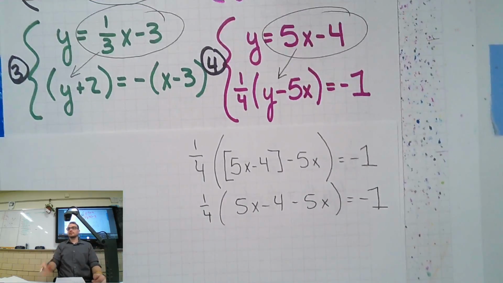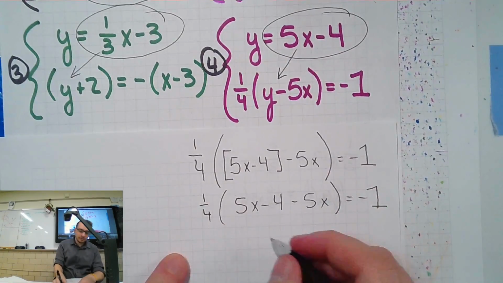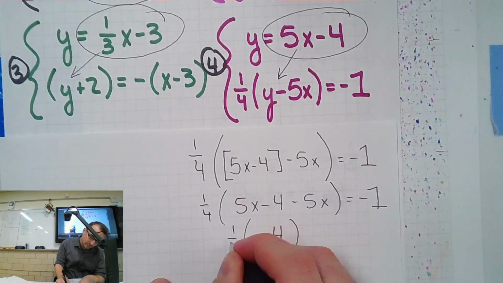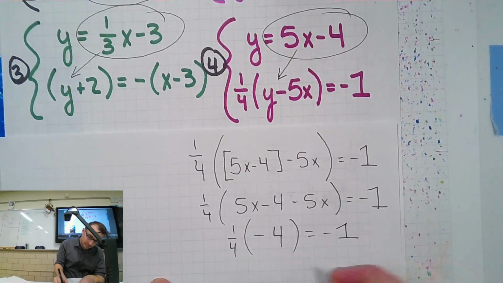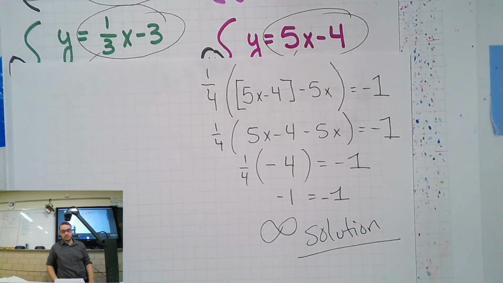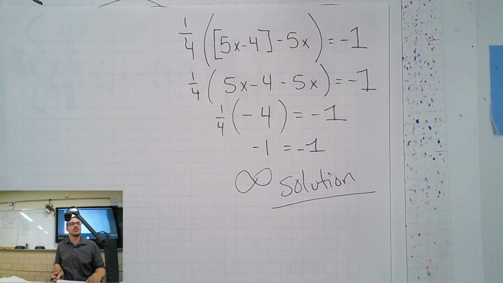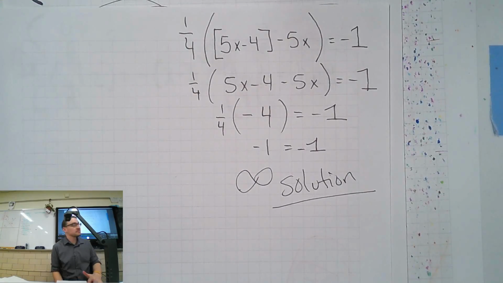It's all the same thing, right? What's 5x minus 5x? That's 0. So they go away. Negative 4. Oh, that'd be negative 1. What does it mean? They're the same line. They're both the same line, so they are constantly intersecting: infinite solutions. Doesn't look like the same line, but they are. Turns out, we just proved it. More you know.